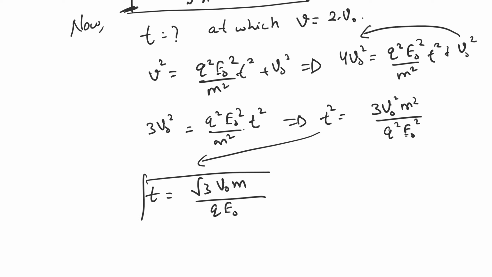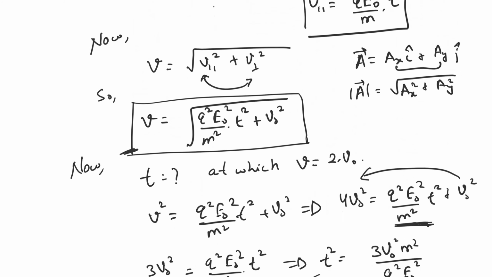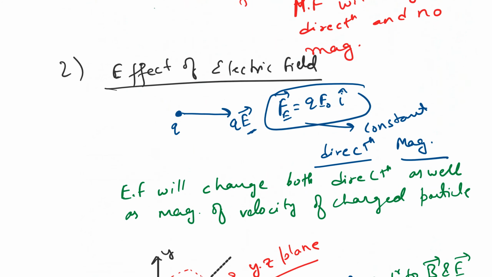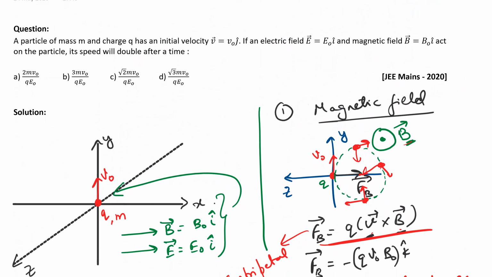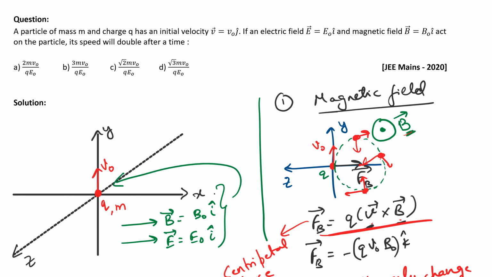So this would give you the answer. At this time your velocity would become double your initial velocity. Now see, the acceleration is due to the electric field, because only the electric field would change the magnitude. Okay, keep this in mind. So if we look at our options, we'll see that the last option is correct. Option D is correct. With this, we are done with the question.